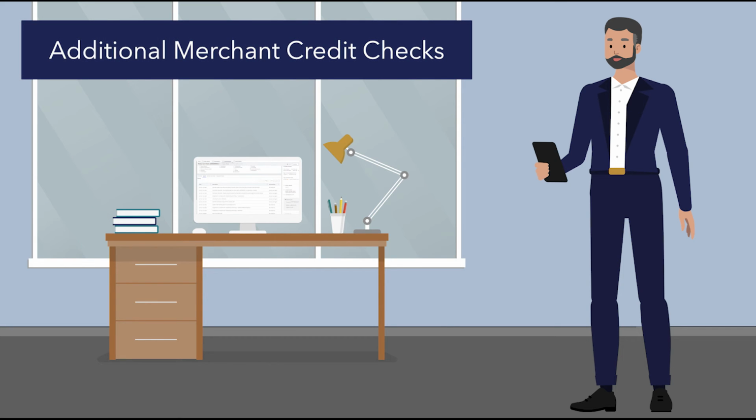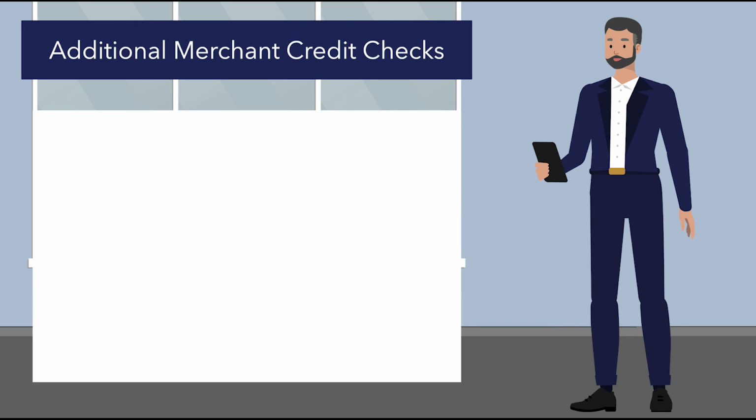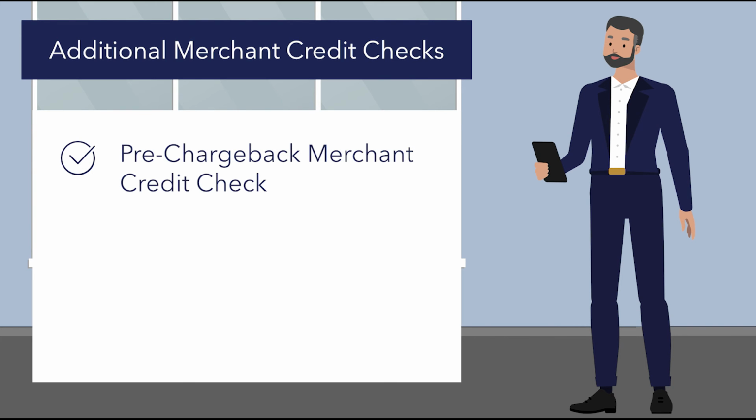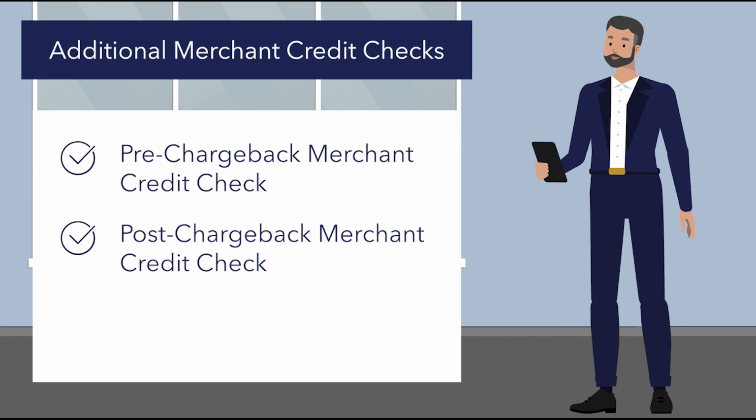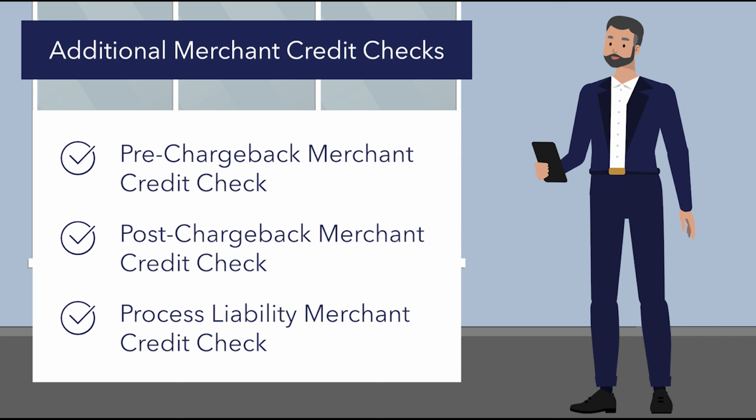New merchant credit checks will take place at the following points in the claim. Prior to the chargeback completing through the automated call, there will be a pre-chargeback merchant credit check. If the merchant submits a representment response that there was a merchant credit, we will perform a post-chargeback merchant credit check. As we move disputes into the process liability flow, we will perform a process liability merchant credit check.